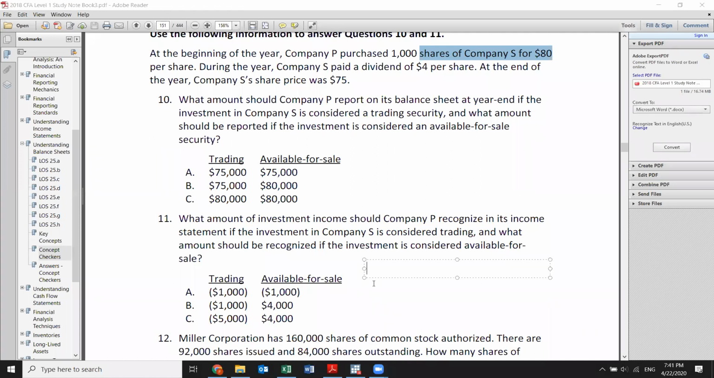First of all, in the trading scenario, what do we receive in the income statement by buying this? The dividend of $4 per share, isn't it? We're going to receive $4 per share. How many shares? 1,000 shares. This will make $4,000. Good.